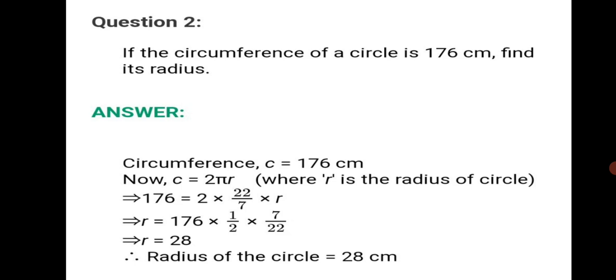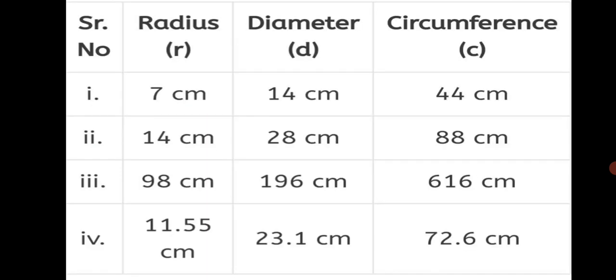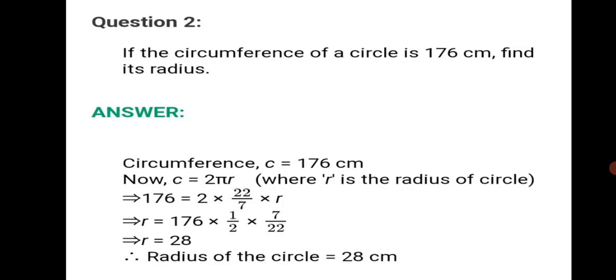Now, do we want to find the diameter, which is 2 times the radius? No. In the question, we are asked, find the radius. So, we just stop at the radius. Okay. So, radius of the circle is equal to 28 centimeter. If in the question it's asked, find the radius and diameter, then you can proceed further and write diameter is equal to 2r, and 2 into 28. You will get your answer for diameter as well.